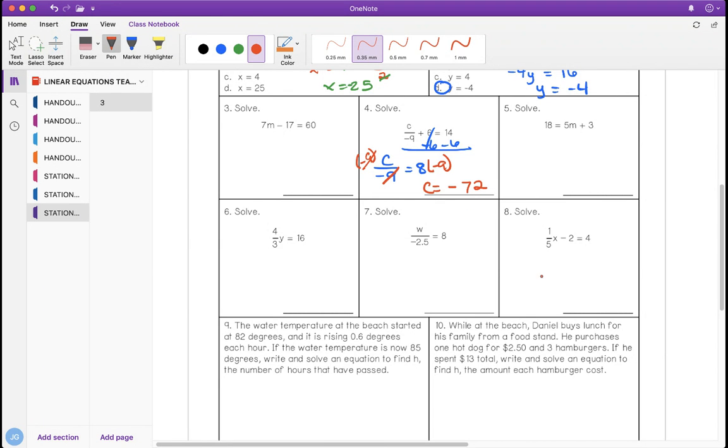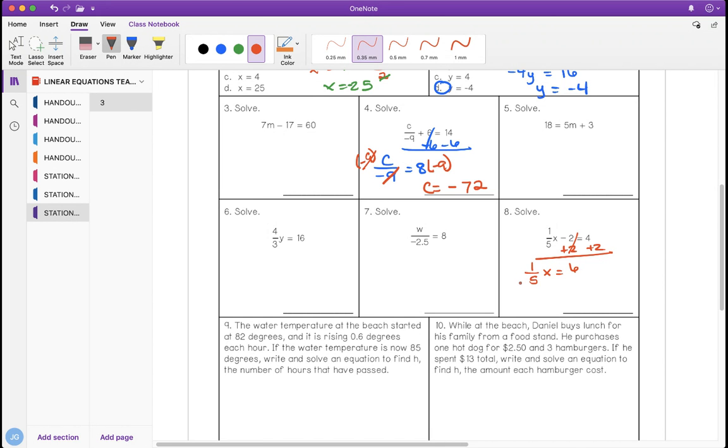All right, the last one I'm going to do is number 8. So number 8, my constant here is a -2, so I'm going to add 2 to both sides. Those are going to cancel. I'm going to get 1/5 x equals 6.